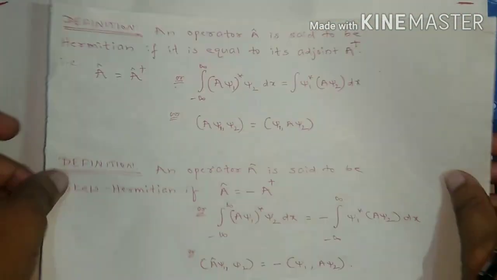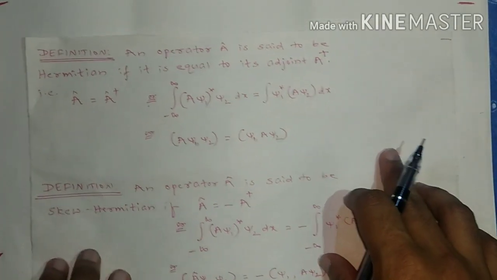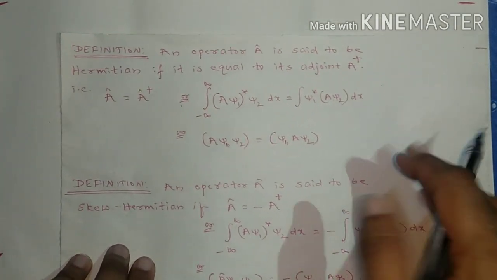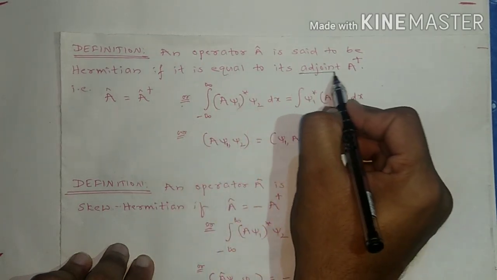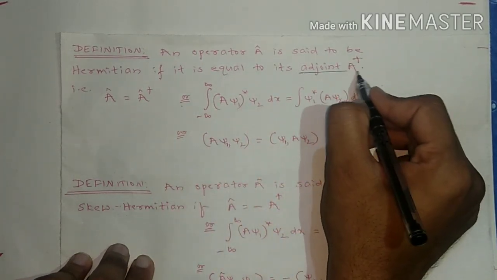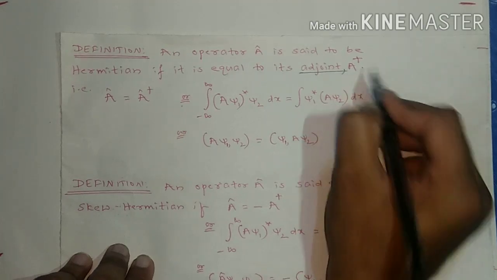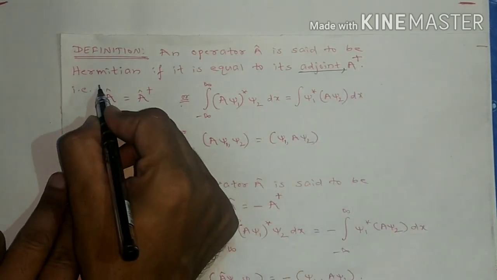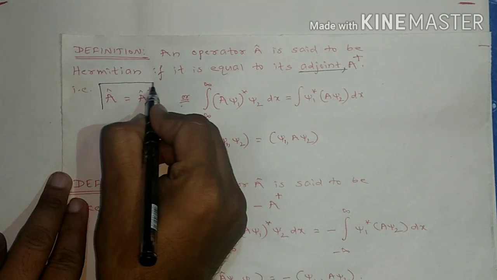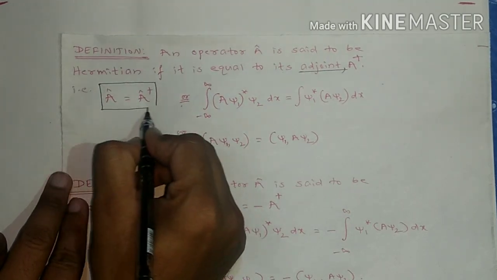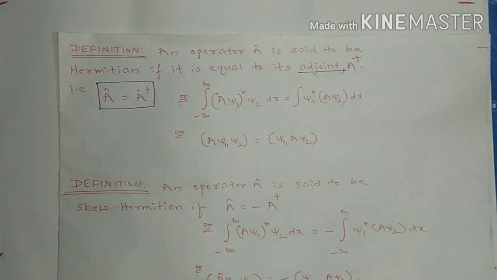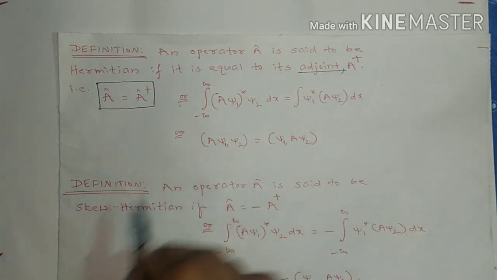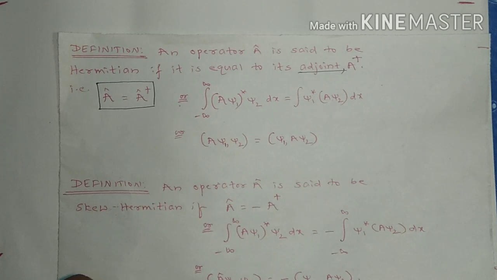So the Hermitian operator: an operator A is said to be Hermitian if it is equal to its adjoint, that is A dagger, that is A is equal to A dagger. So this is the definition of a Hermitian operator. There is one more definition of Hermitian operator.